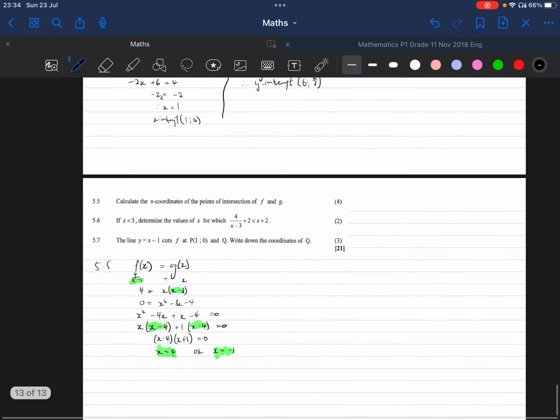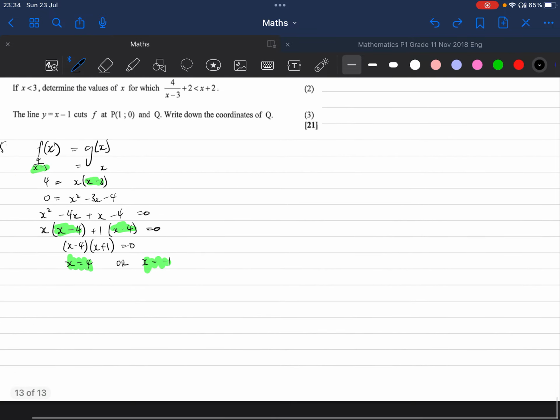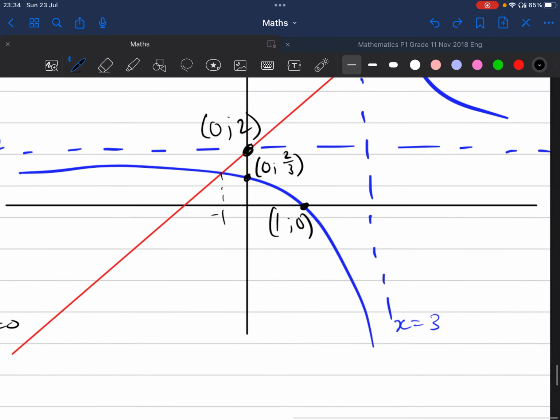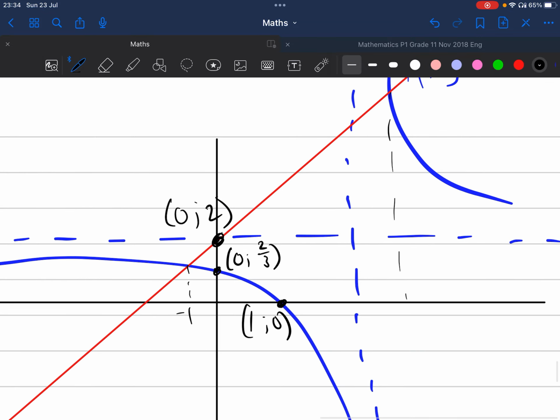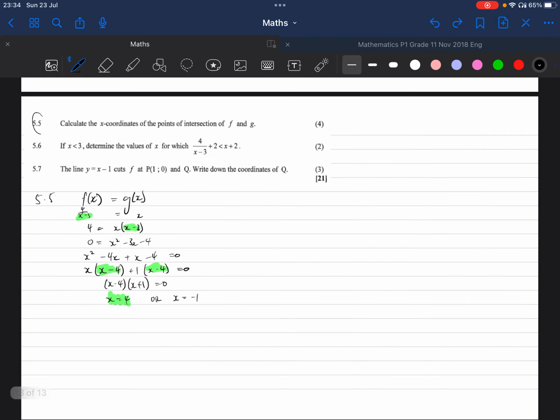Now let's go back to our graph and see if that makes sense. So here x equals minus 1. That makes sense, it's before the y-axis. And x equals 4. And that makes sense for here. Because remember this line is, oh sorry, this line is x equals 3. So that does make sense if that's 4. It's after that. Okay, cool. So that takes care of 5.5.